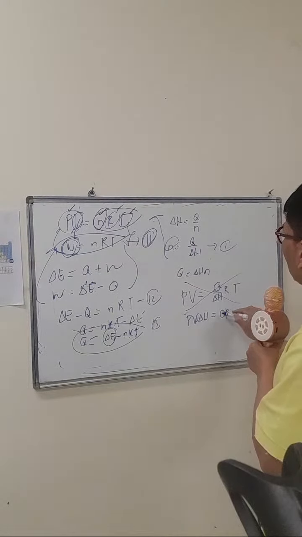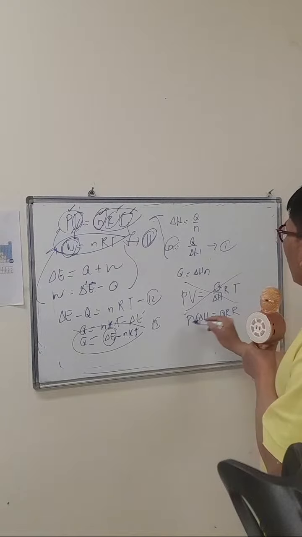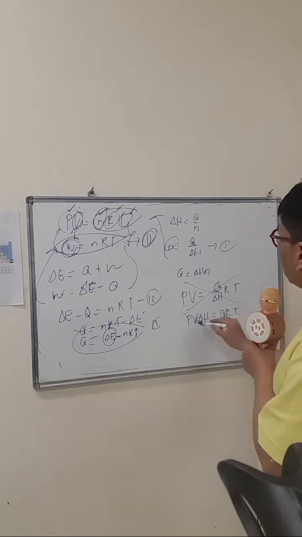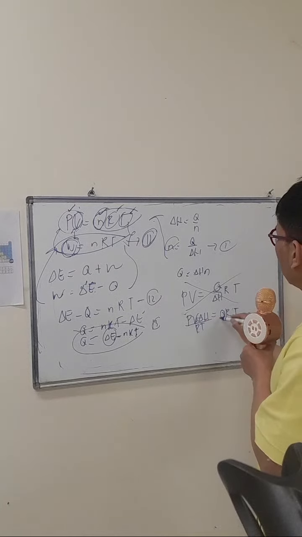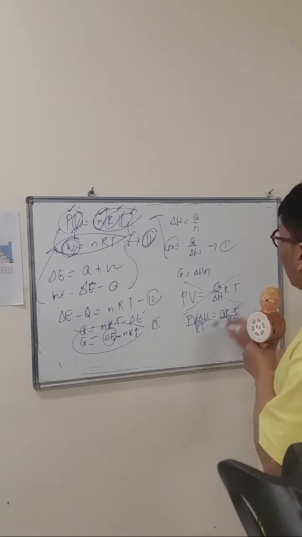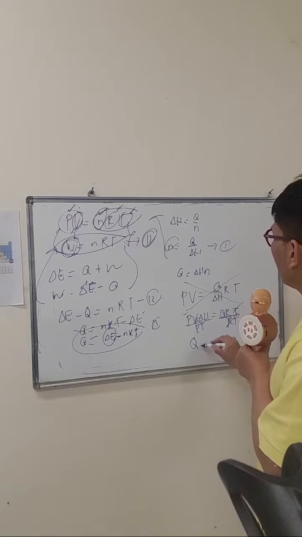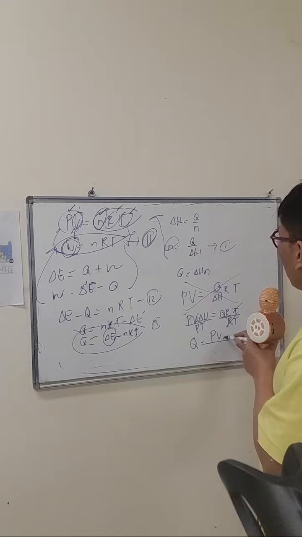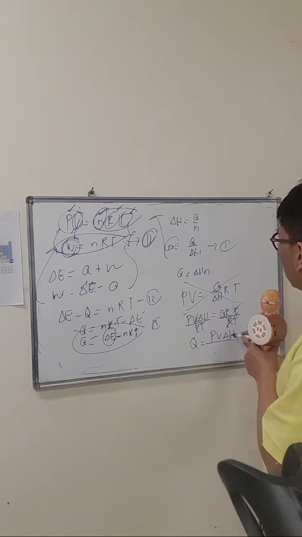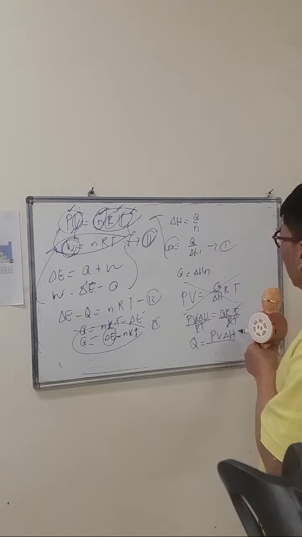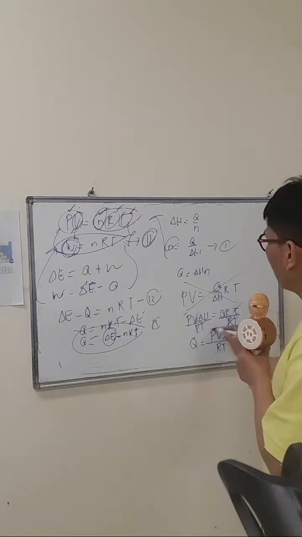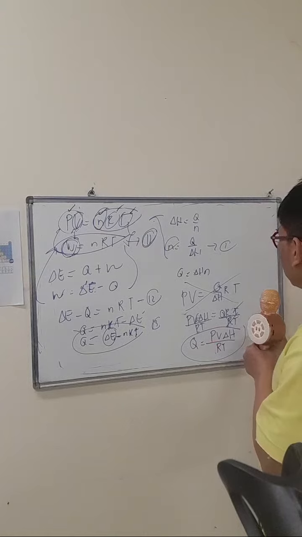Solve for the value of Q. If you solve that, divide by RT, so the RT cancels. So it will become now, Q is equal to pressure times volume times the change of enthalpy of the reaction, divided by the universal gas constant times T. Equation number 12.